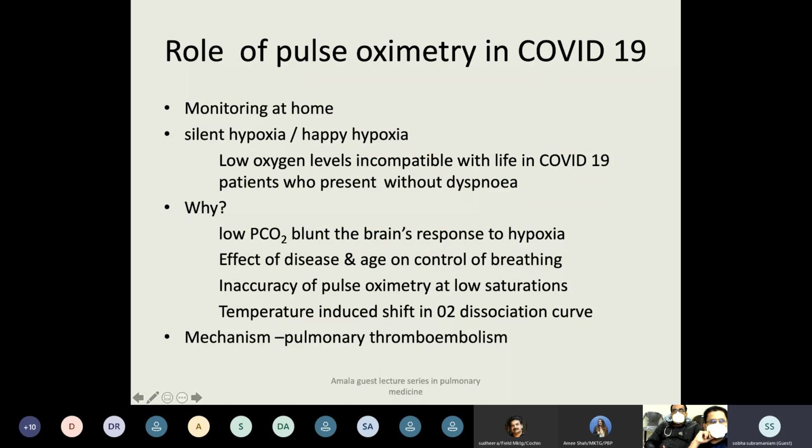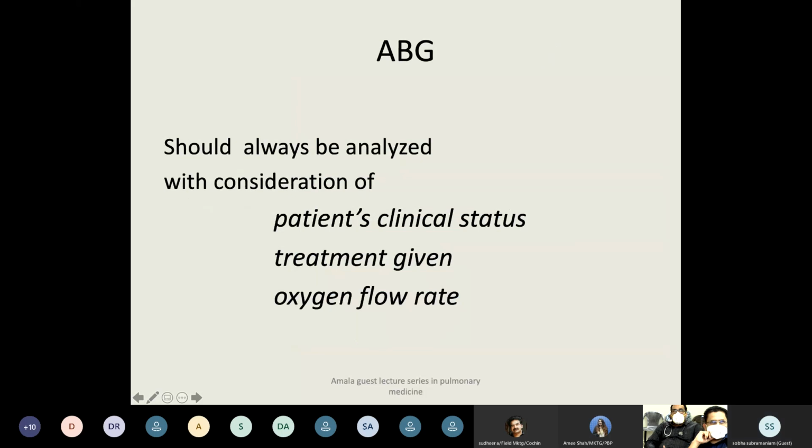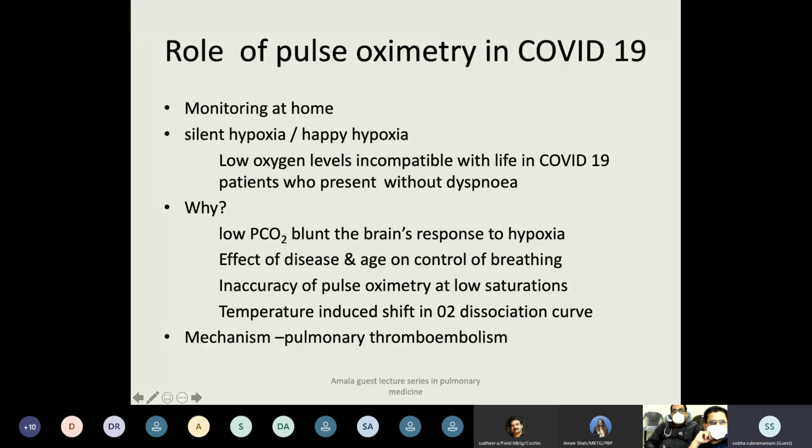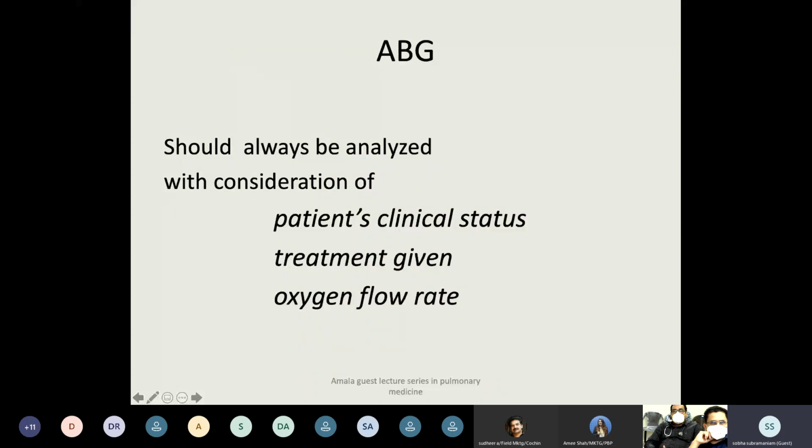And temperature also, that is a change from 37 degrees to 40 degrees. Many of your COVID patients are having a high temperature. So febrile patients can shift the oxygen dissociation curve to the right. That may also explain their reduced oxygen levels. And the mechanism supposed to be micropulmonary thromboembolism.